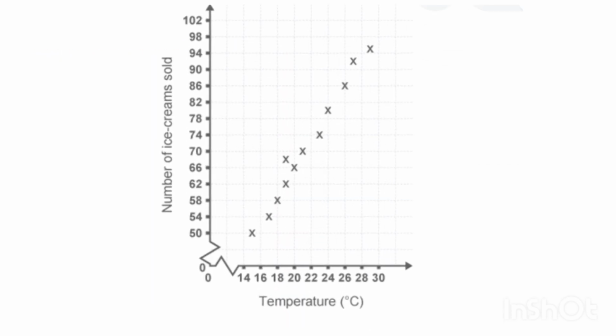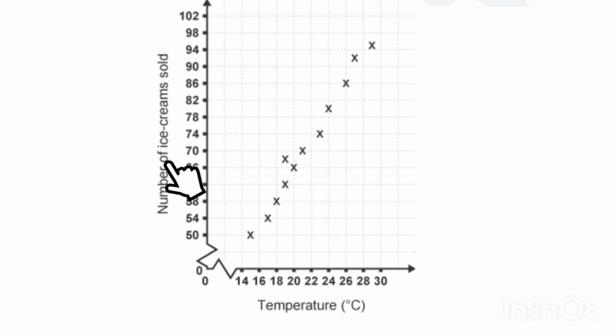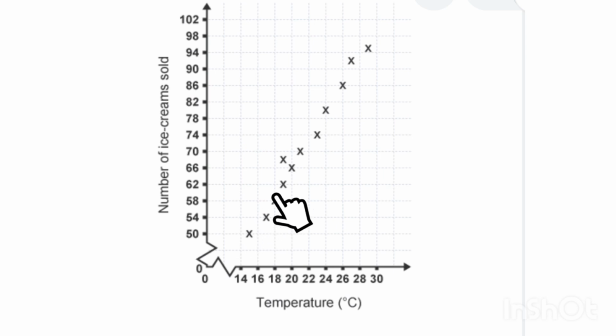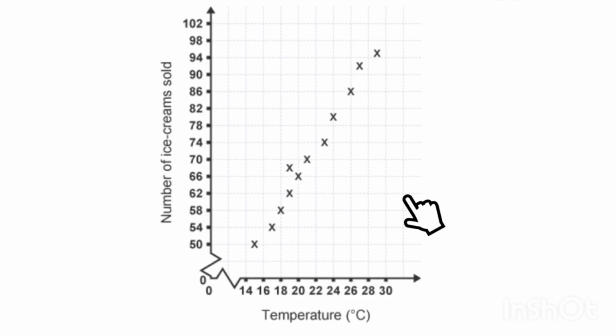Looking at this graph, we could see temperature against number of ice creams sold, right? Obviously, as temperature increases, the number of ice creams sold also increases. So we could see that an increase in temperature has a positive connection with the number of ice creams sold. The graph of linear positive correlation shows an upward sloping line.